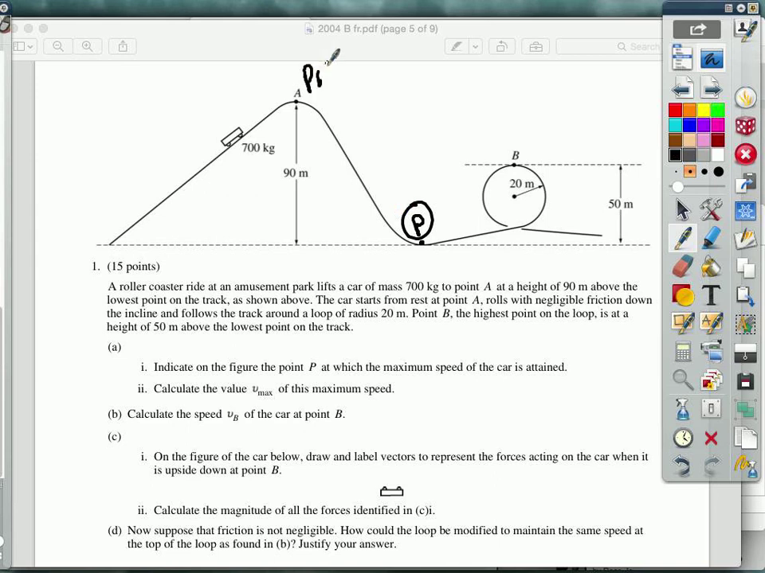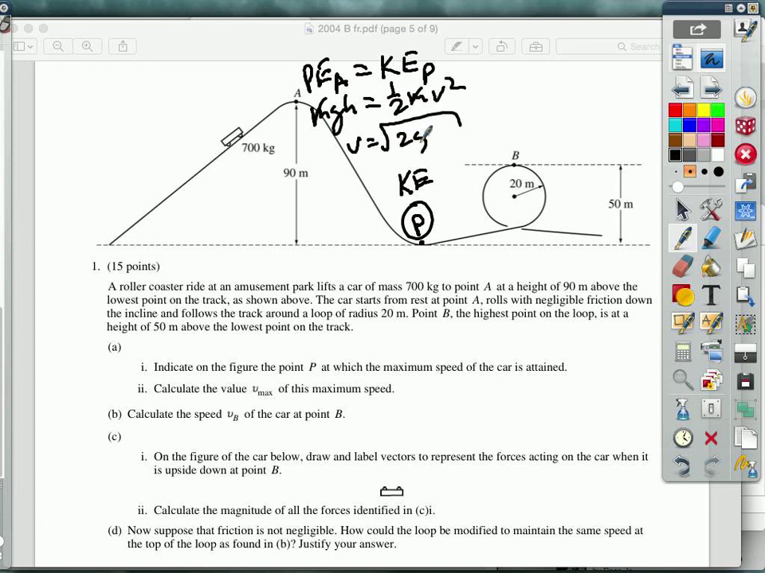Well, I'm just going to use energy now. I'm going to say this is PEA, and then down here I said there was no potential energy at the bottom, so it's got to be KE. Okay, and so my PEA is going to equal my KE at point P. And so I'm going to get mgh equals 1/2 mv squared. My m's cancel. I get v is the square root of 2gh.